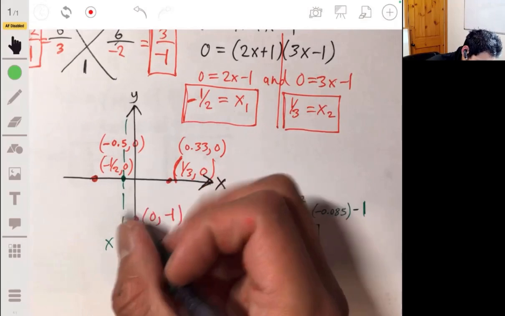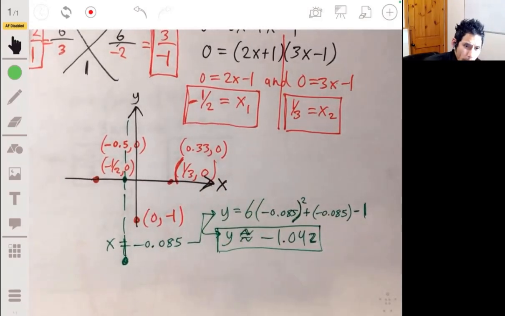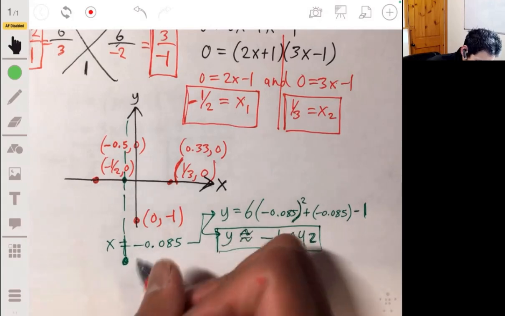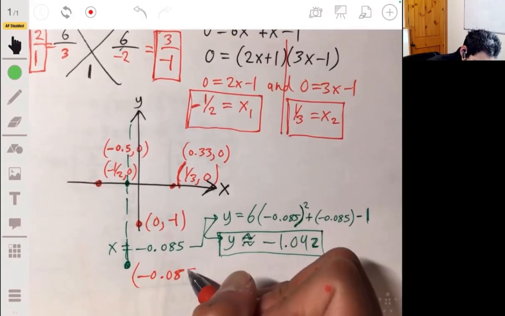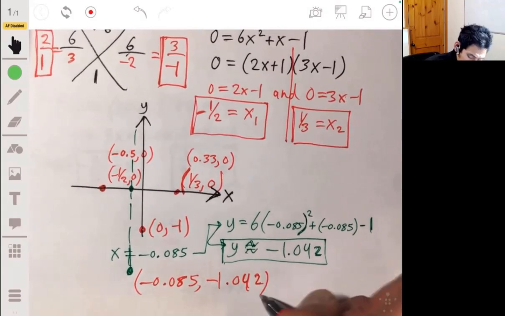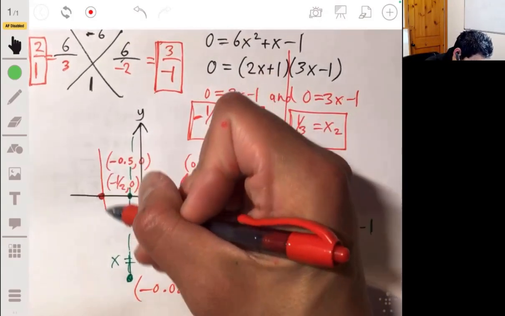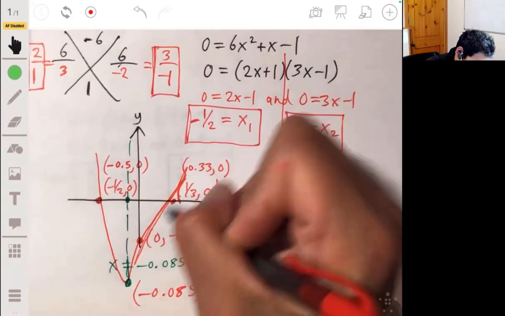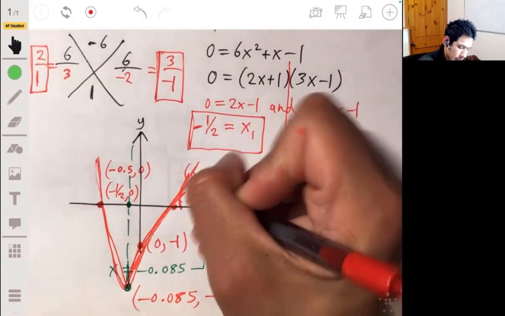And let's just put the vertex over here. The vertex will be at negative 0.085, comma, negative 1.042. All right, and then we got a cool, good-looking parabola. Maybe not so good-looking, but it's okay for a sketch by hand.